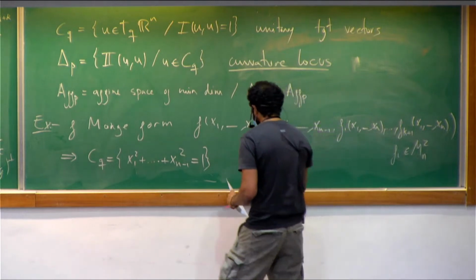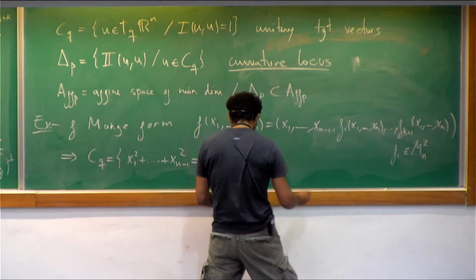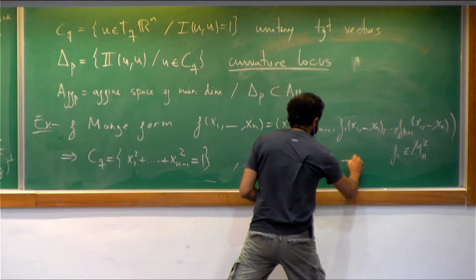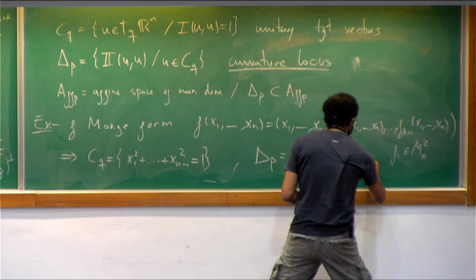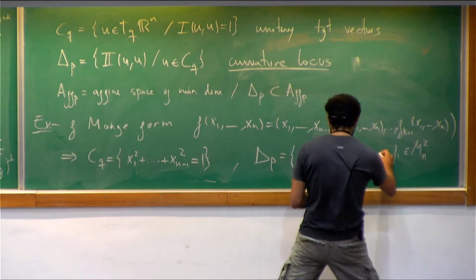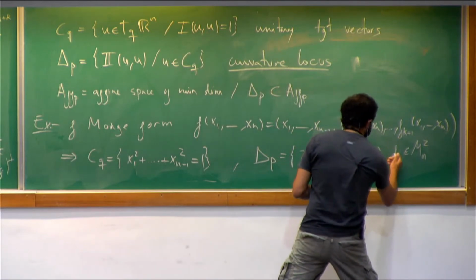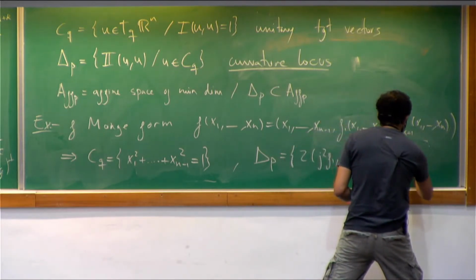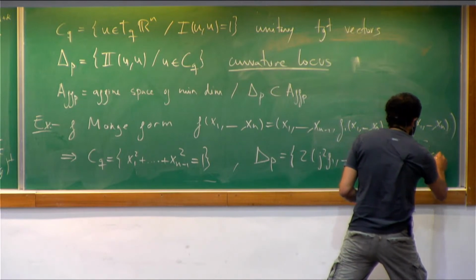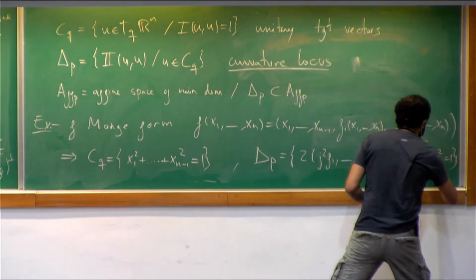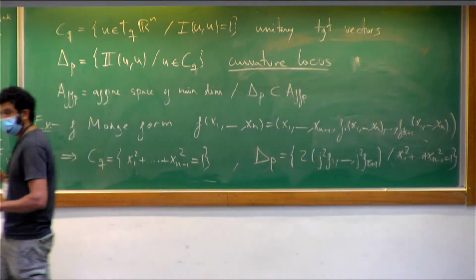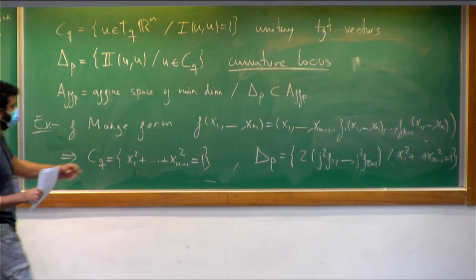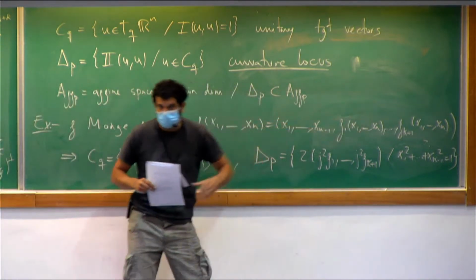Okay, and in this case, the curvature locus is very easy because it's just taking the 2-jet such that this is satisfied. Okay, this is the parametrization of the curvature locus, because the coefficients of the second fundamental form just depend on the 2-jet of this part over here.